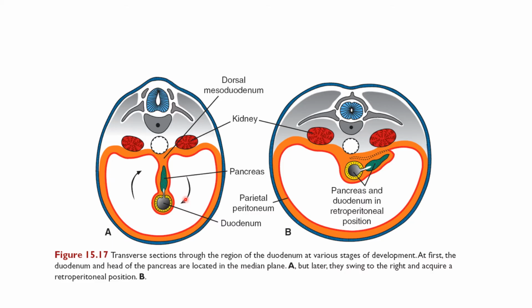Now a little word about the peritoneal relation of the pancreas. In this picture we have already seen the duodenum and the pancreas developing in the dorsal mesoduodenum. Because of the shift of the duodenum, what happened? We already discussed that the duodenum and the pancreas became retroperitoneal. Initially the pancreas was intraperitoneal within the two folds of mesentery, dorsal and ventral mesentery, but because of this approximation of the pancreas with the posterior abdominal wall and with the duodenum, it is now becoming secondarily retroperitoneal.